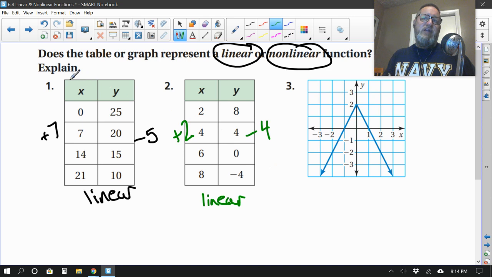Again, explaining: we have a consistent rate of change in our table. The x's are increasing by 2, and the y's are decreasing by 4. There's a wonderful explanation. And now here, number 3.